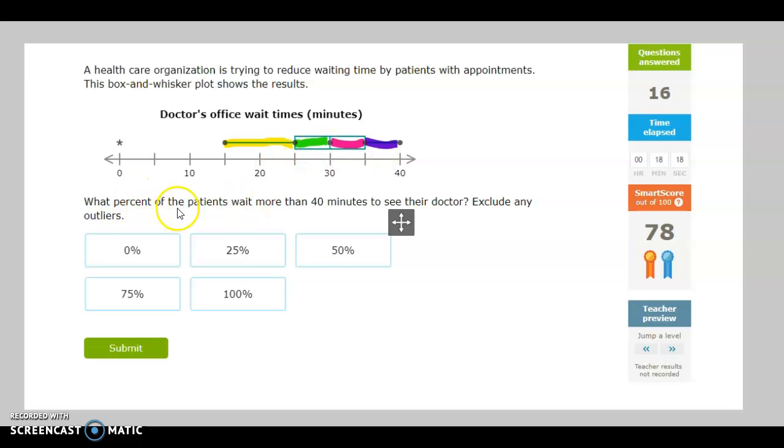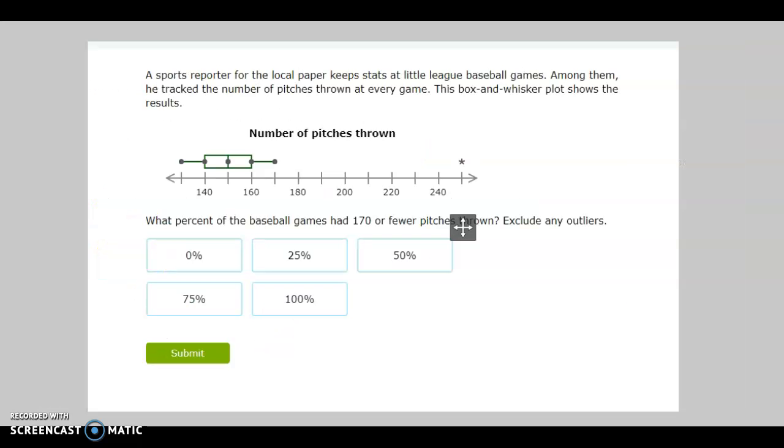So this says, what percent of patients wait more than 40 minutes to see their doctor? So if I find 40 minutes, that's here at the very end. How many wait more than that? Well, more than would be over here. There is no data over there. There is no line. So my answer would be 0%.